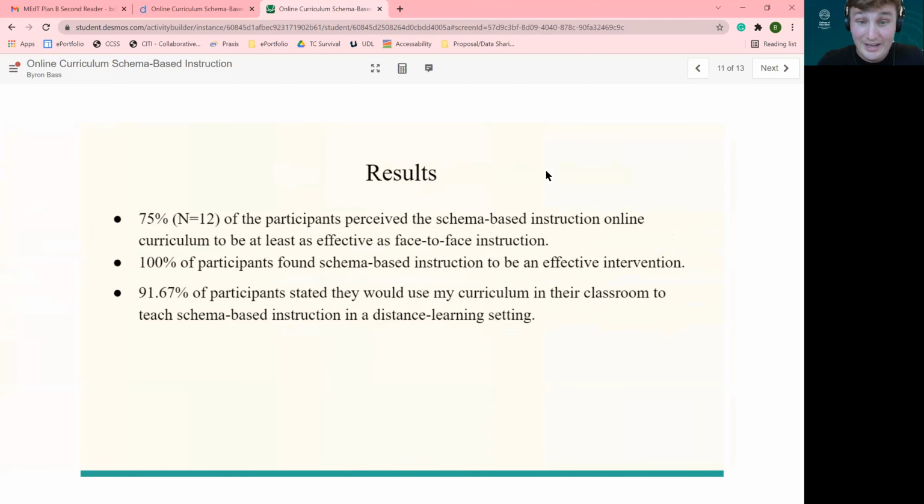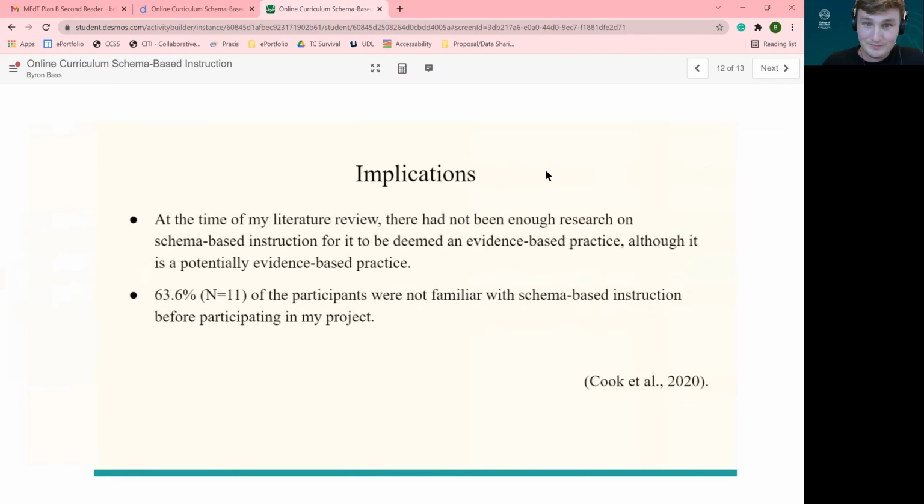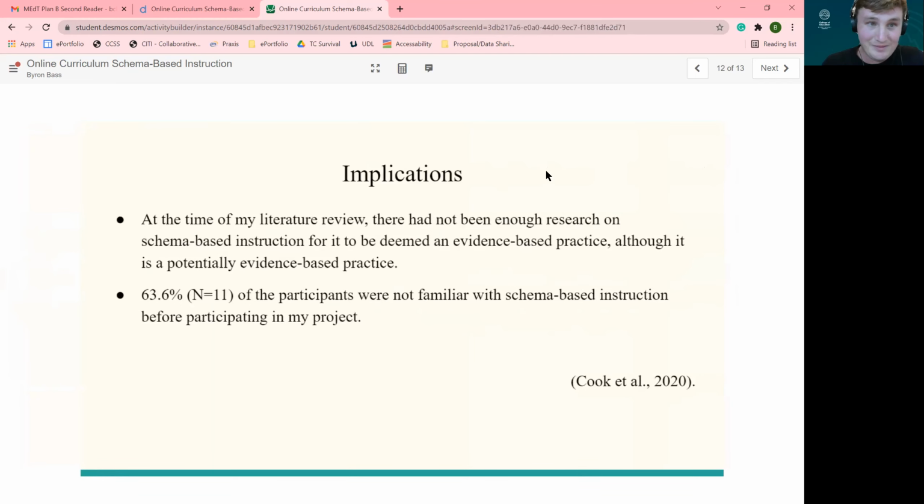It did turn out that the participants found schema-based instruction to be an effective intervention. And most of them said they would use my curriculum, the curriculum that I developed for my project, in a distance learning setting. Yeah. So the rest of this is just specific to my project. But anyway, that's schema-based instruction, and that's what I had put together.